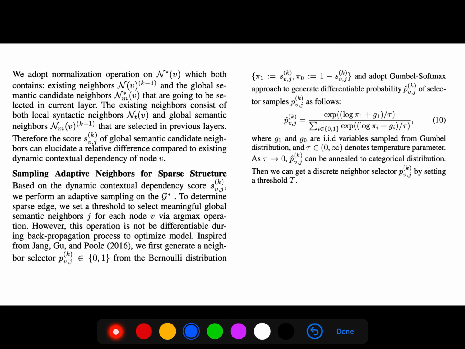And now, sampling based on the dynamic contextual dependency score, we perform an adaptive sampling on G star. To determine sparse edges, we set a threshold to select meaningful global semantic neighbors of each node via an argmax operation. However, this operation is not differentiable. As I said, argmax is not differentiable. That's why you use this Gumbel softmax here.